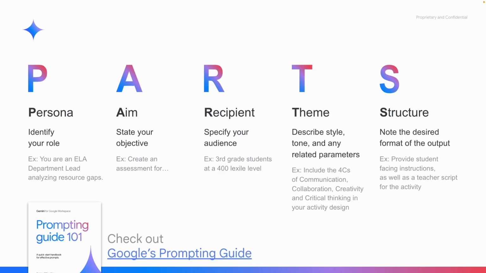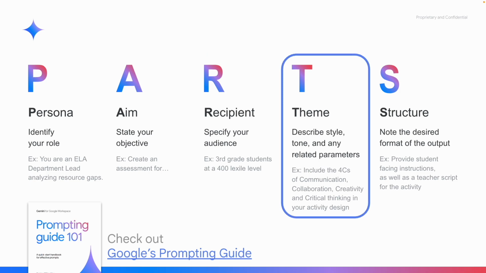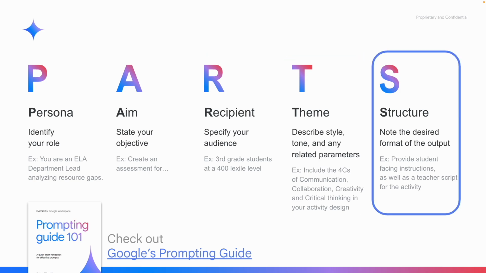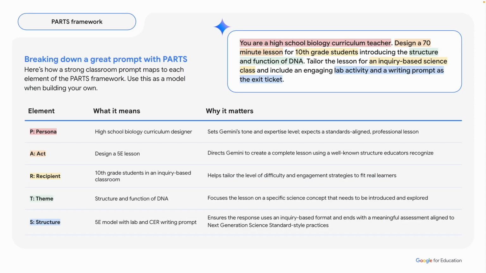PARTS stands for Persona, give Gemini a role to play. Act, clearly state the task you want completed. Recipient, specify who the output is for. Theme, add your topic or content. Structure, name the format or model you want. For example, using the PARTS framework, you could write a prompt like this.